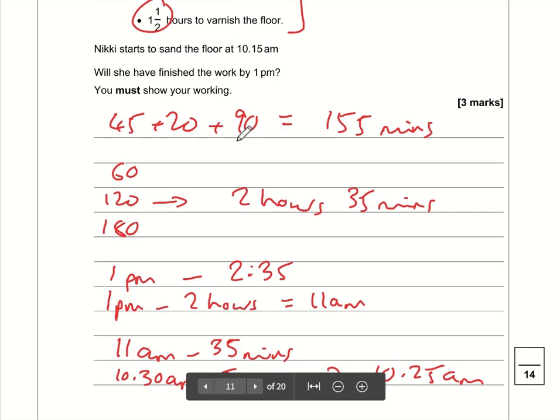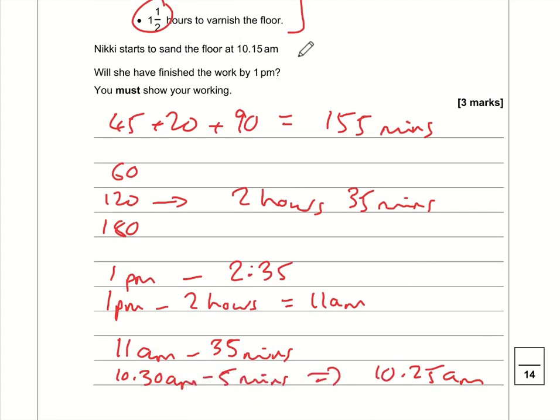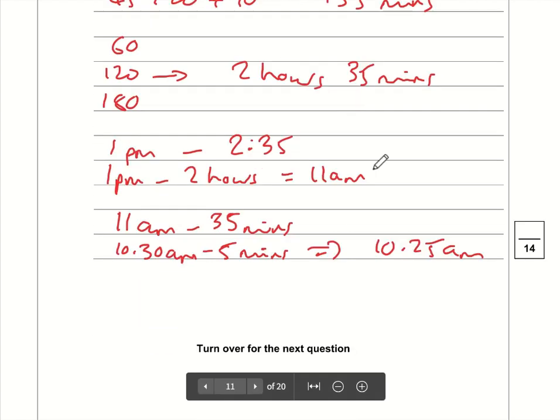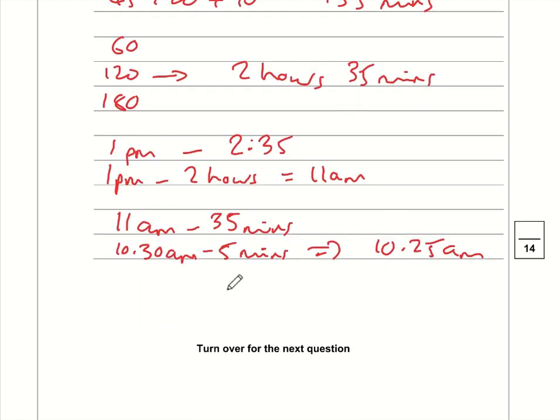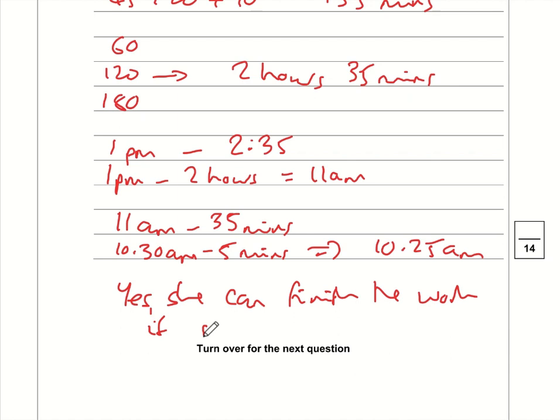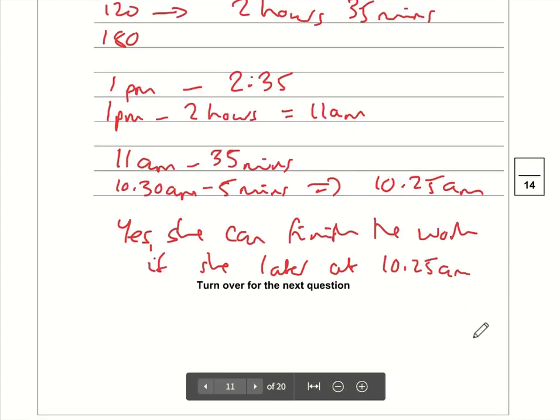Okay, so Nikki starts to sand the floor at 10:15 a.m. Will she finish the work by 1 p.m? Well, the answer is yes, she'll have 10 minutes to spare. You could even say yes, she can finish the work if she starts later at 10:25. That will be more than fine.